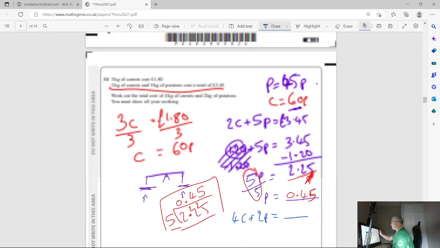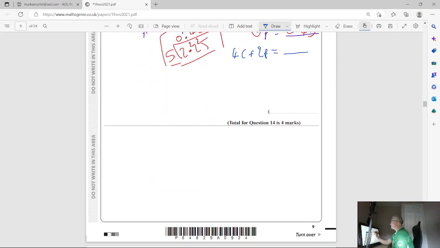Okay, so we've got 4 lots of 45p, and we've got 2 lots of 60p. So 45p times 2 gives me 90, times 4 gives me 180. So I've got 180 pence, or £1.80, for the potatoes. 2 times 60 gives me £1.20, or 120 pence. And if I add that together, that's going to give me £3.